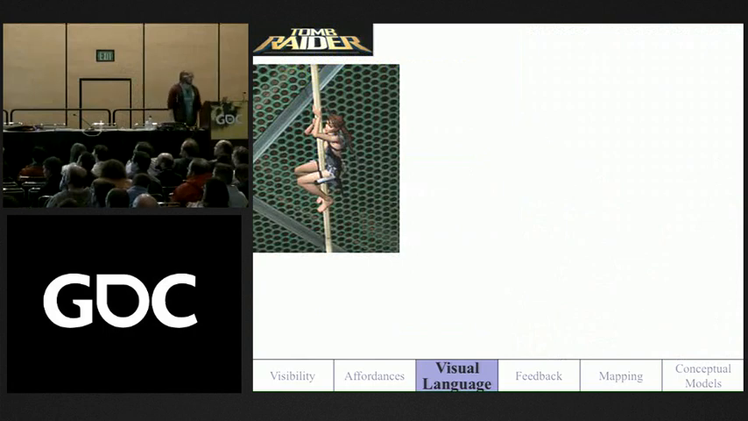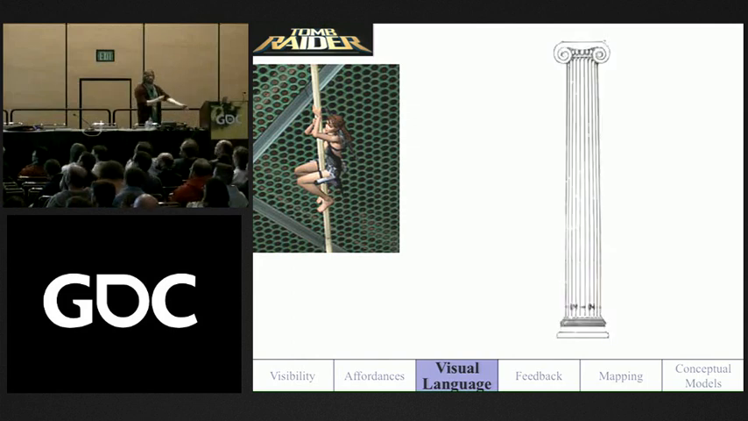I love this example from Tomb Raider Legend. They introduced this kind of pole climbing thing where Lara can climb up and down tall, vertical, skinny objects. The problem is that their world is full of tall, skinny, vertical objects of different sizes and shapes and colors and flavors. And so how does the player know in advance just by looking at one whether they can climb it or not?